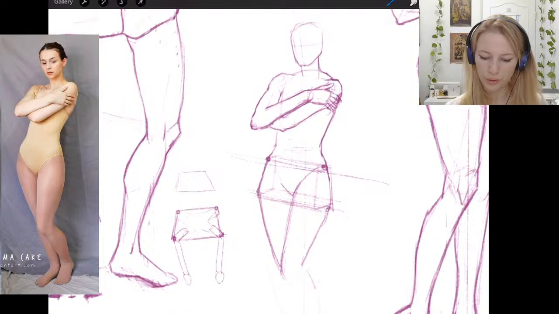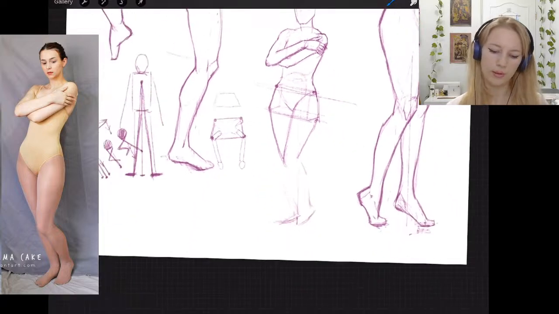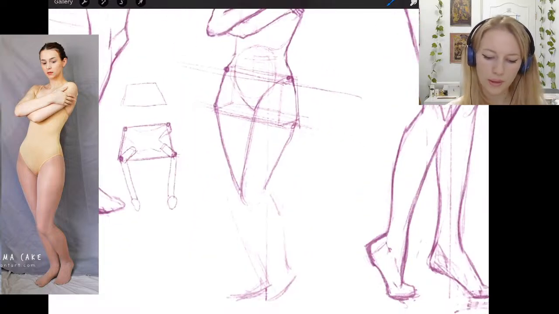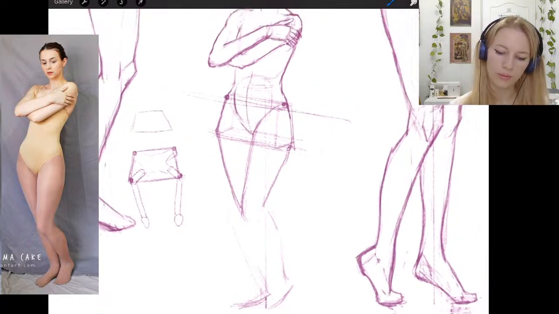So of course there is also volume of the belly. We can approximately show it like this here. And there is volume of the chest and stuff, but right now we're not that interested in all this. I mean that it's not super flat here, there is still some sort of volume like this.